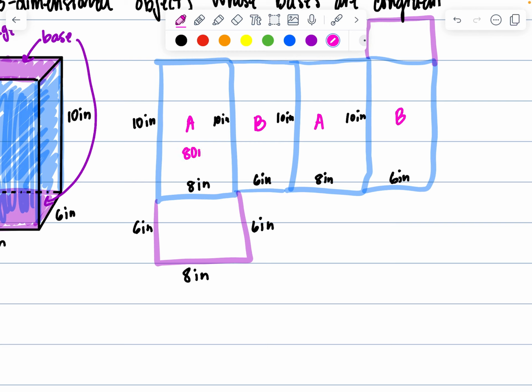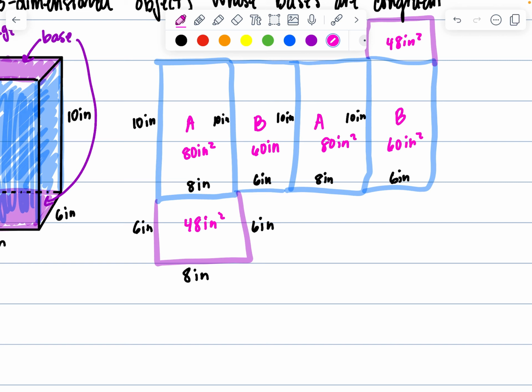We could say this is 80 inches squared, 80 inches squared. This would be 60 inches squared, which means this is 60 inches squared. And then this would be 8 times 6, which is 48, and 48. And what we could do is just add all of this up together.